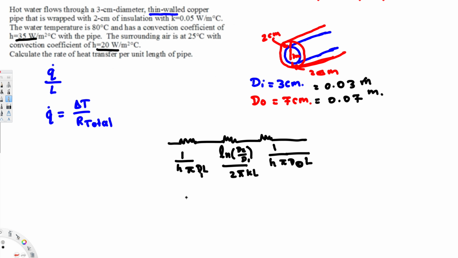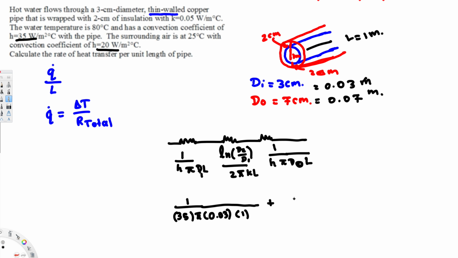Now let's go ahead and plug in these values. First we are going to have 1 over the inner convection heat transfer coefficient, that is 35 watts per meter square Kelvin, then pi times D1. D inside is 0.03 meter, so 0.03 right here. We don't have the length, but the question says this is per unit length, so we can take L as 1 meter and substitute 1 right here, right?